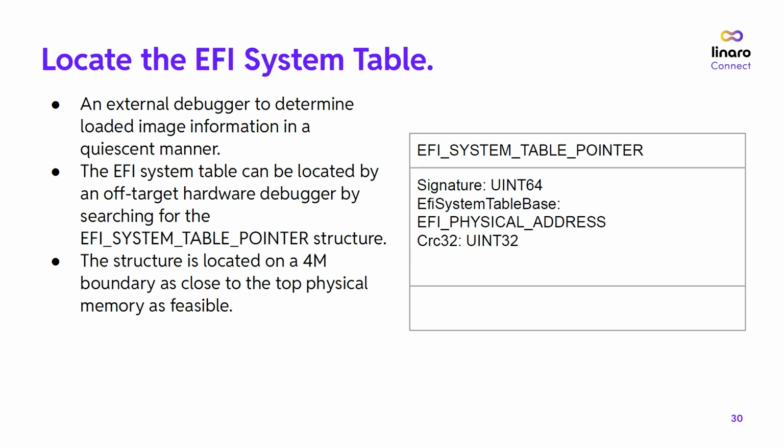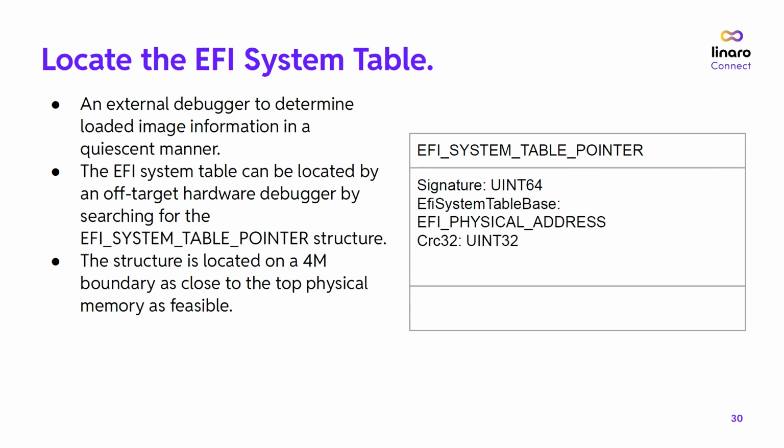The second field is the address, and it also has a CRC, so we can verify if it's really this structure. This structure has to be aligned on a 4 megabyte boundary. So the hardware debugger searches every 4 megabytes of address to look for this structure. Then we can get the system table's address.